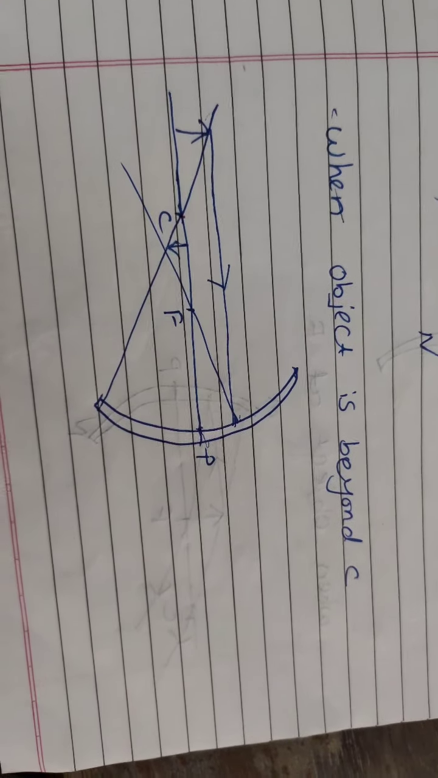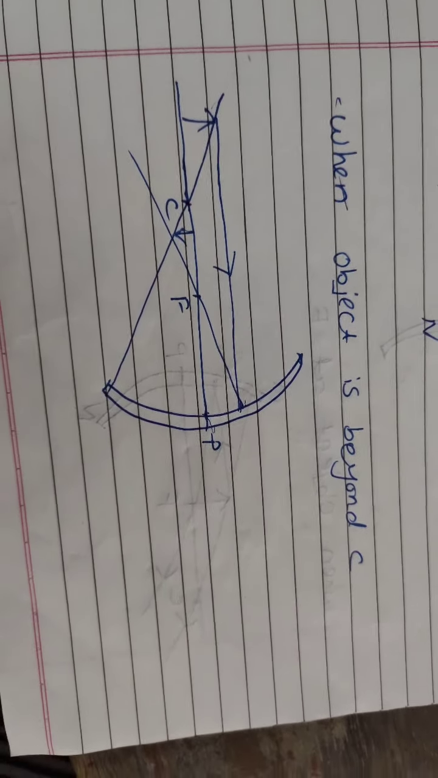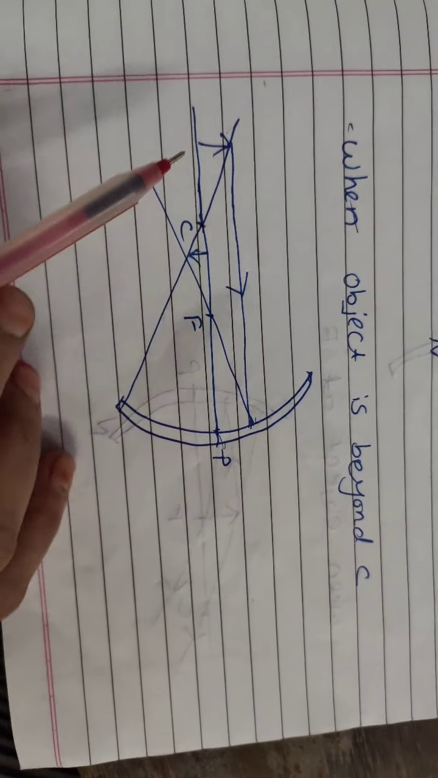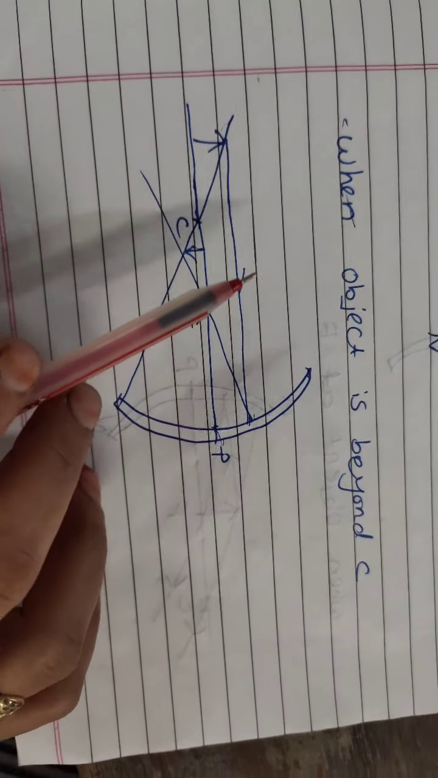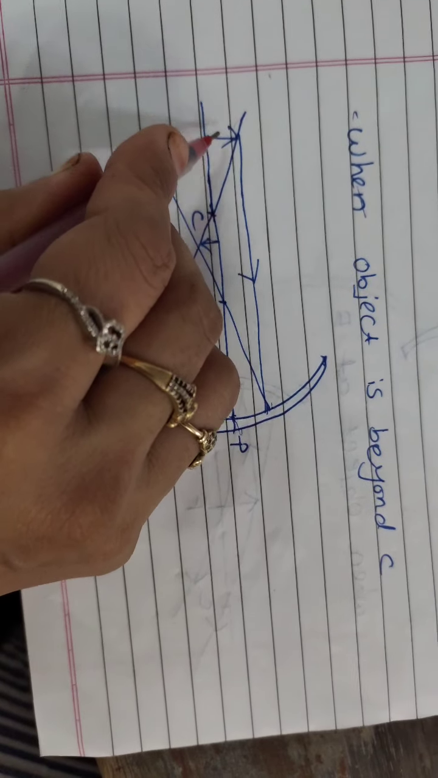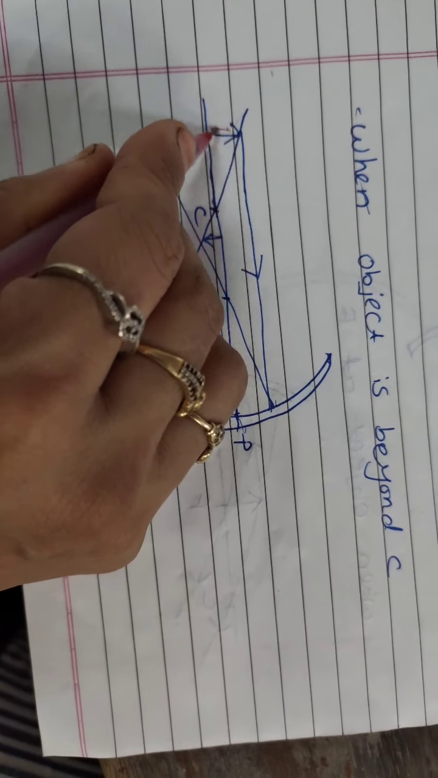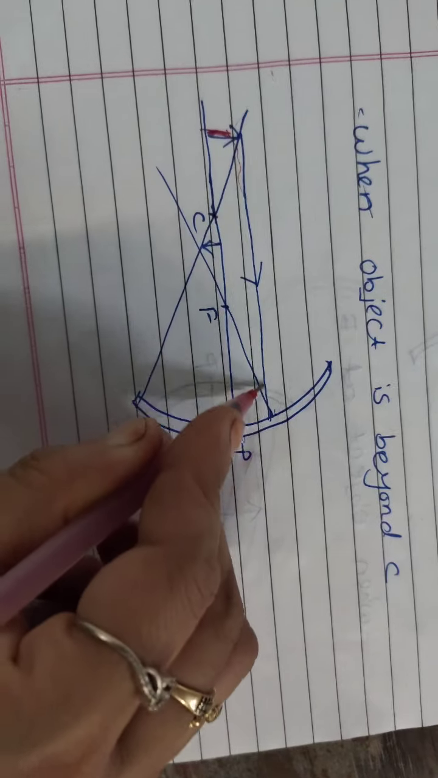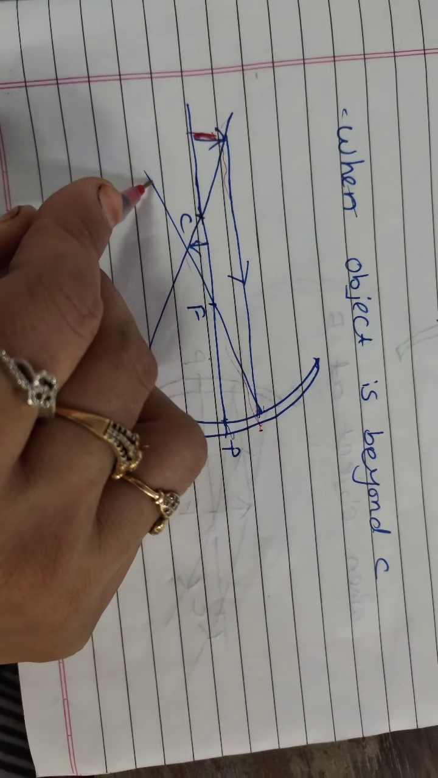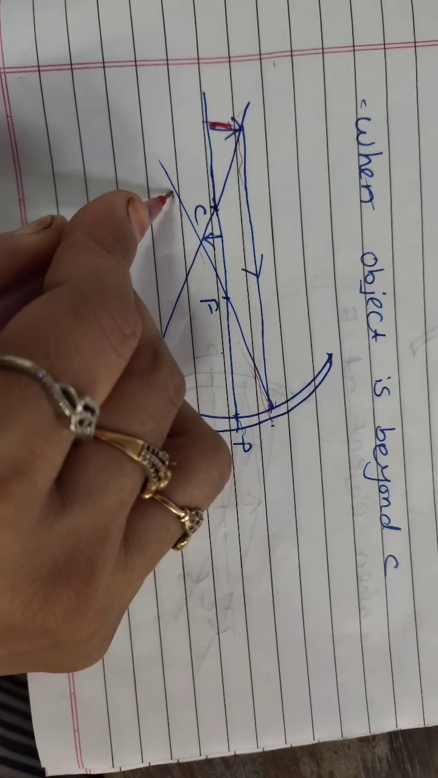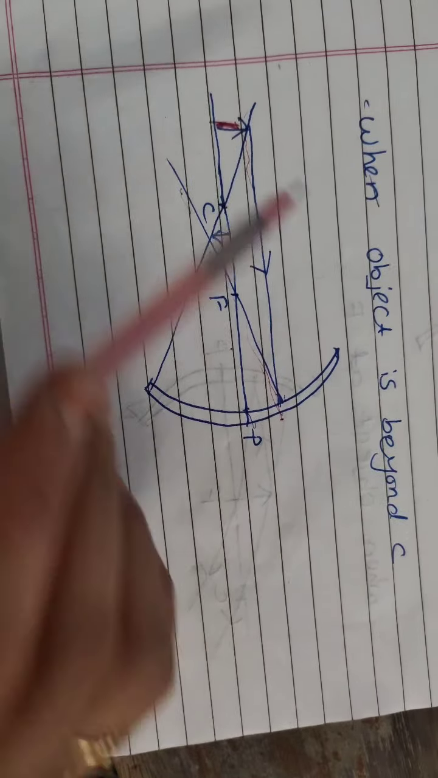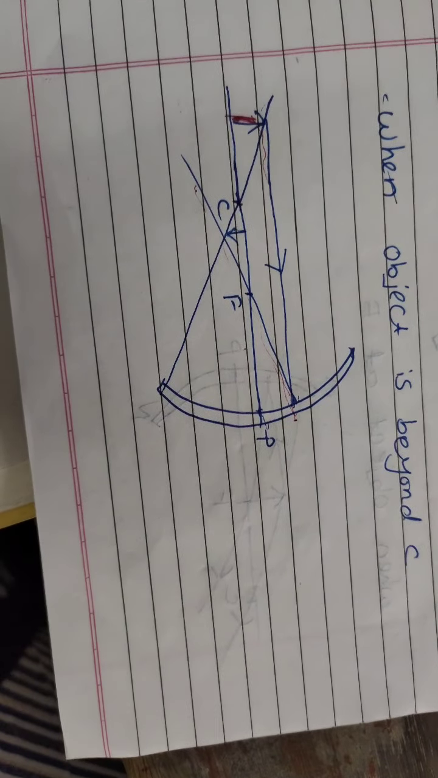Now we have 5 cases of a concave mirror, when the object is moving from the center or focus. The first case is when the object is beyond C. Beyond C means beyond the center of curvature. This is the object. Then it will show a ray parallel to the principal axis through the focus, and an image is formed from the focus point. This is when the object is beyond the center of curvature.